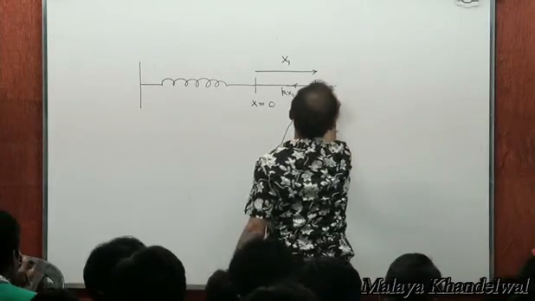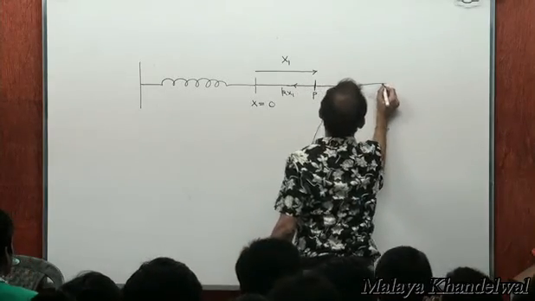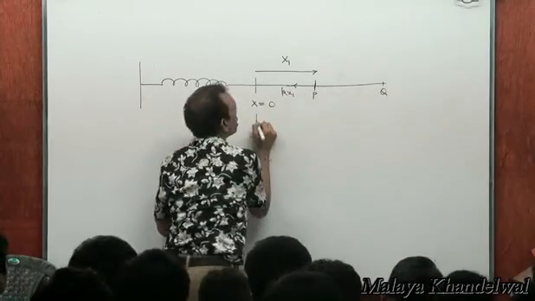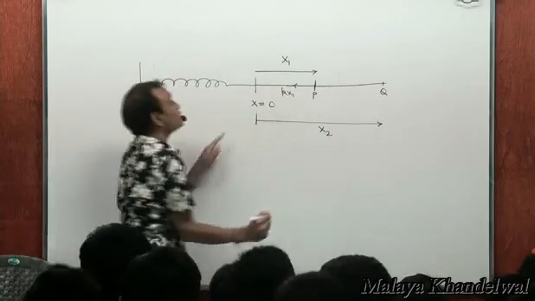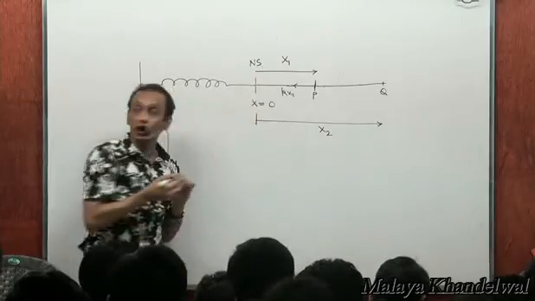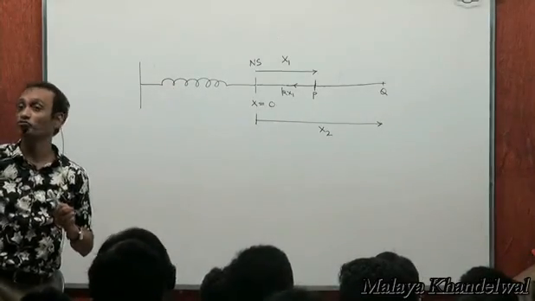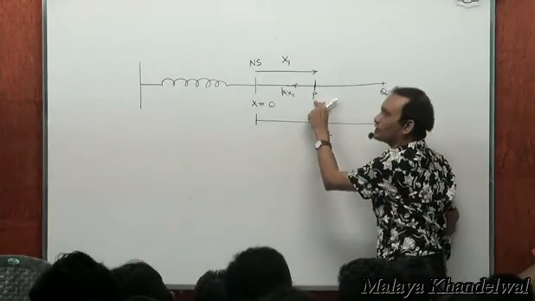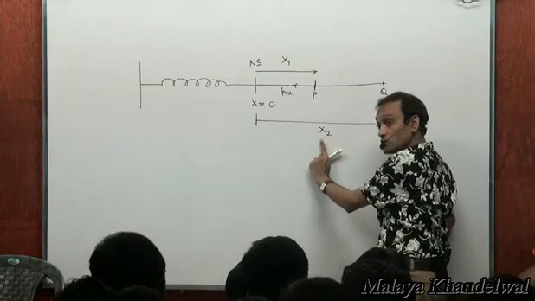I elongate the spring further, and the free end goes from P to Q. At Q, the elongation in the spring is x2. See, the elongation or compression is measured from the natural state. This is the natural state of the spring. All elongations or compressions are measured with respect to the natural state, the free state. So the end goes from P, where it's in a state of extension x1, to the point Q, where it's in a state of extension x2.